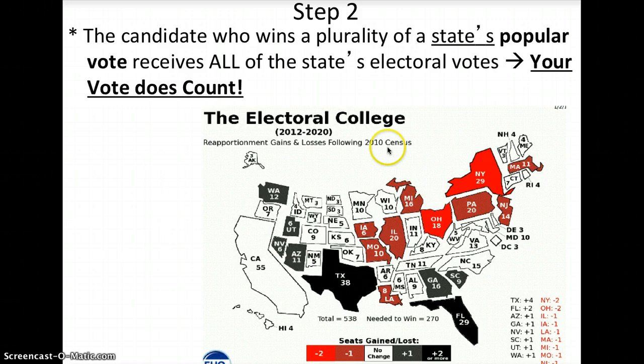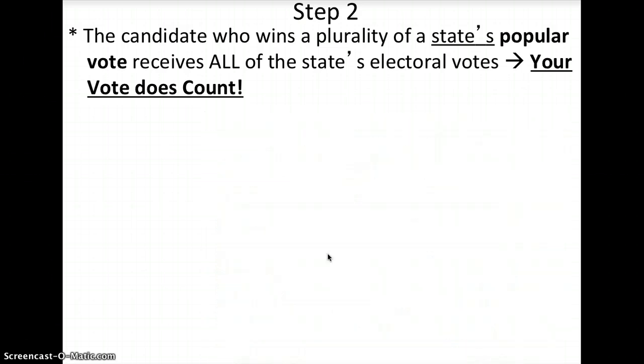Here you have a map showing how certain states gained and lost seats in the House, as well as gained or lost electoral college votes based upon reapportionment data from the 2010 census. You can see Texas, Florida gained a lot of electoral votes, 2 here. Texas gained 4, while in the Northeast, Midwest, you've seen states that have lost electoral college votes. We'll talk more about that in class.